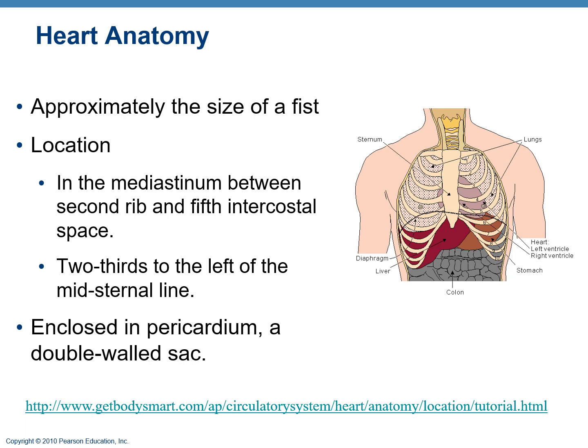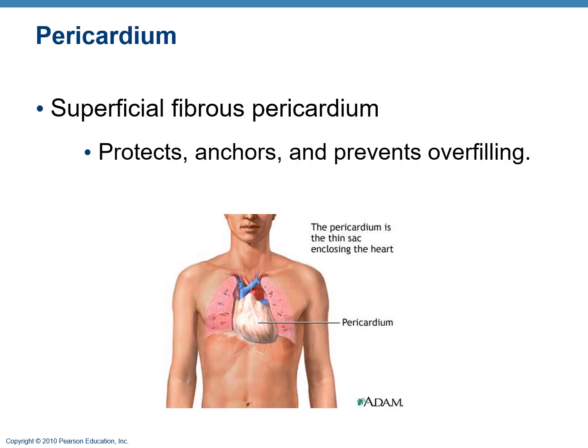And it's enclosed in this double-walled fibrous sac known as the pericardium. The pericardium has two layers. There's the superficial fibrous pericardium, which has the consistency of almost like onion skin. It's very tough, and this protects, anchors, and prevents the heart from overfilling. It's a nice protective boundary to keep it within the confines.